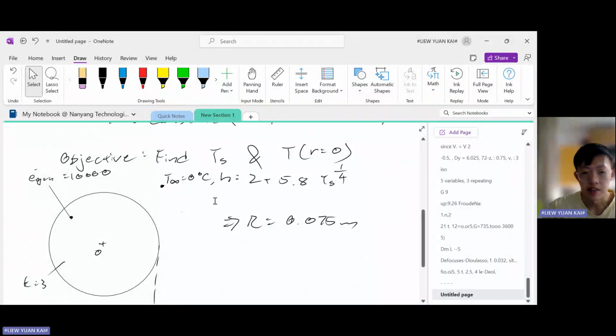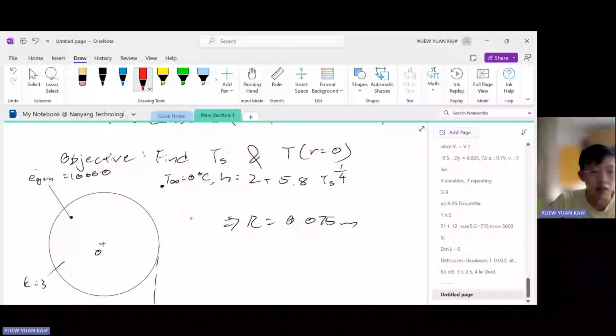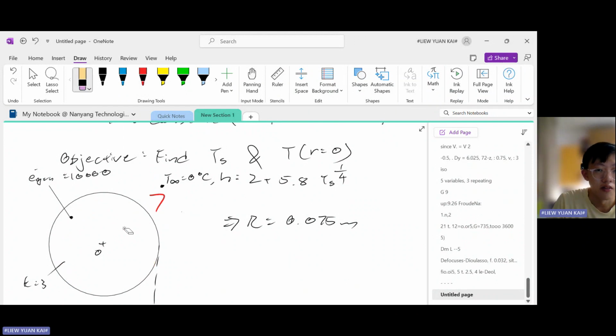And the way to do this is by considering an energy balance. We know that energy is being produced within the sphere, and then it's being convected away into the surrounding fluid, to T infinity. So we can take an energy balance. You consider the sphere as a control volume. Consider a control volume that encapsulates the sphere, and you write down the energy balance equation.